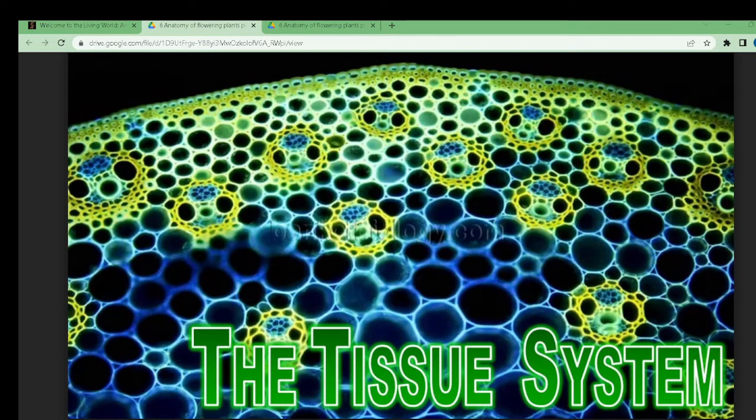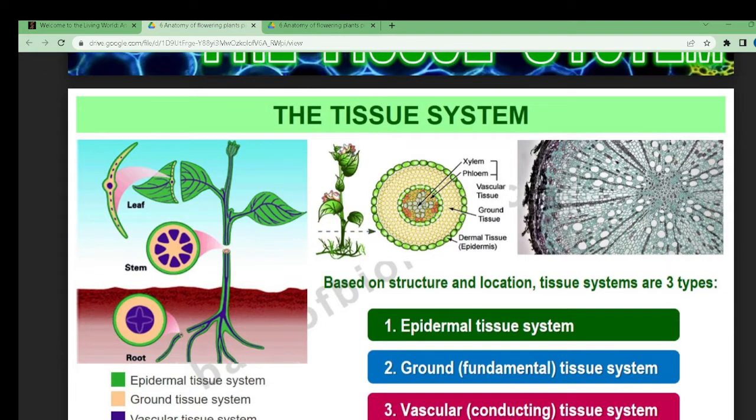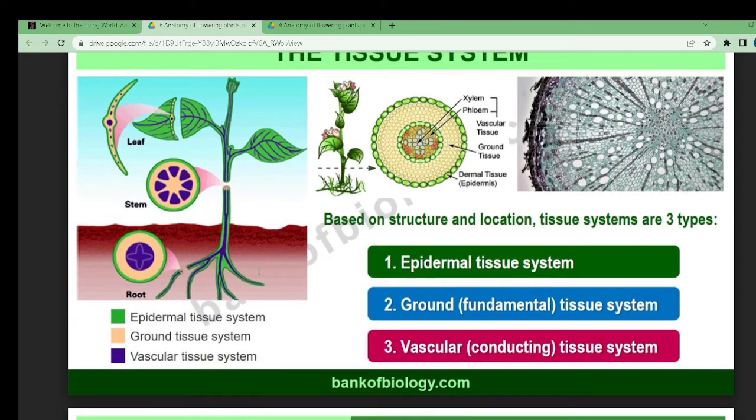So now we'll discuss the tissue system, how the organization is inside the plant. First of all, you can see this is the plant structure. This is the shoot part, leaf part, stem part, and this is the root part. Now all these parts have the tissue system, right?